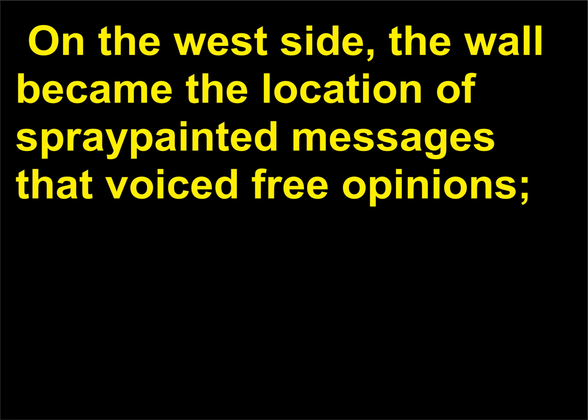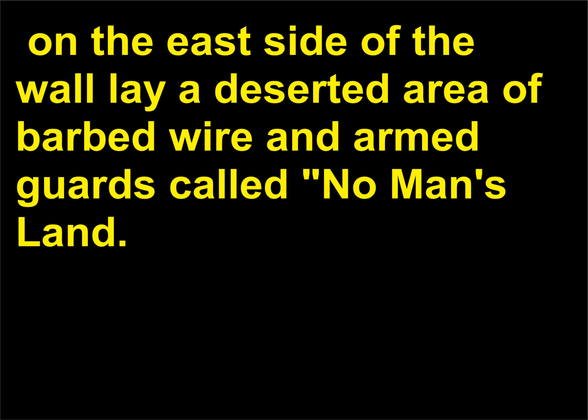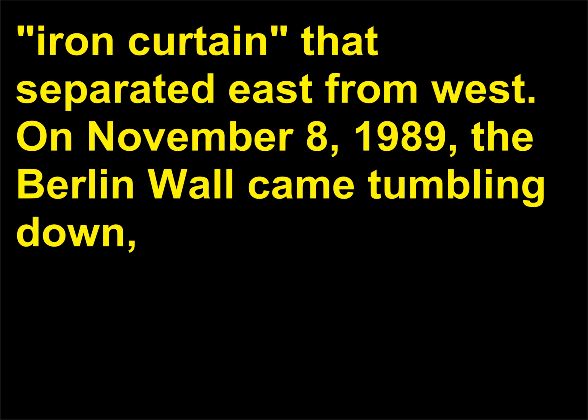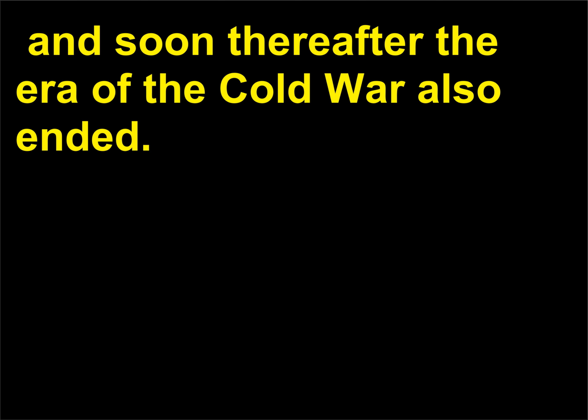On the west side, the wall became the location of spray-painted messages that voiced free opinions. On the east side of the wall lay a deserted area of barbed wire and armed guards called No Man's Land. For decades, the Berlin Wall stood as the physical version of the psychological Iron Curtain that separated East from West. On November 8, 1989, the Berlin Wall came tumbling down. And soon thereafter the era of the Cold War also ended.